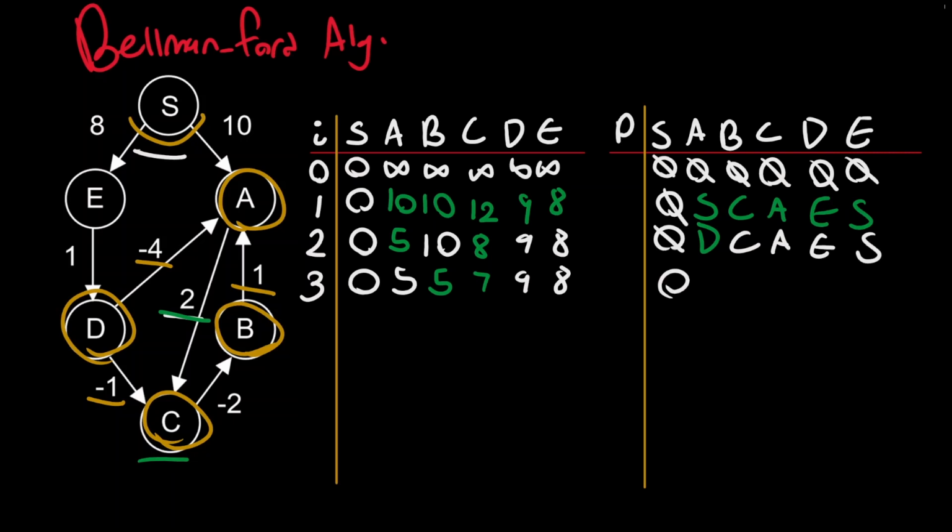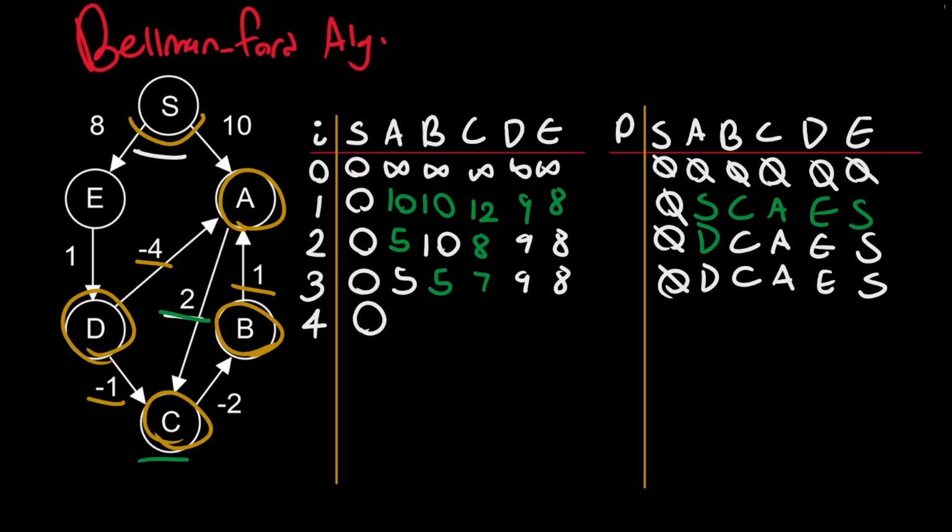Now, when we brought it down again, on this third iteration, A is still going to have D, and B is going to have C still, and then C is going to be A still, and then D is going to be E still. E is still going to be S. Now we're going to run this one more time. We're looking at this, and we see that S is still the same.